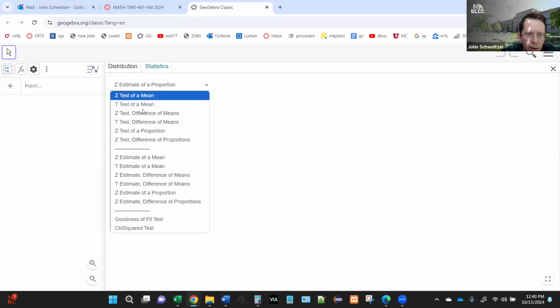It's not a proportion. So what kind of sample do we have? Do we have two different samples and we're looking at a difference between the two, or do we have a single sample? Yeah, we just have a single sample, right? So we've narrowed it down to these two. Does anybody want to guess which one it is? Is it the z-test for a mean or the t-test for a mean? What do you guys think?